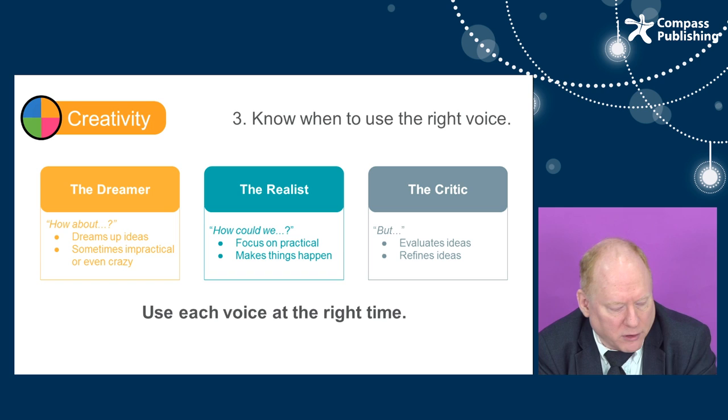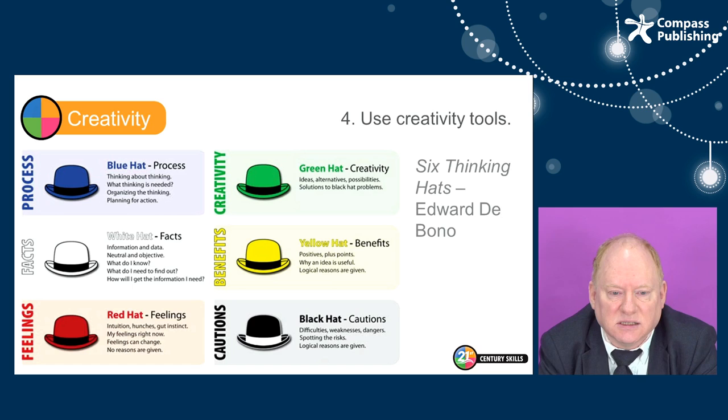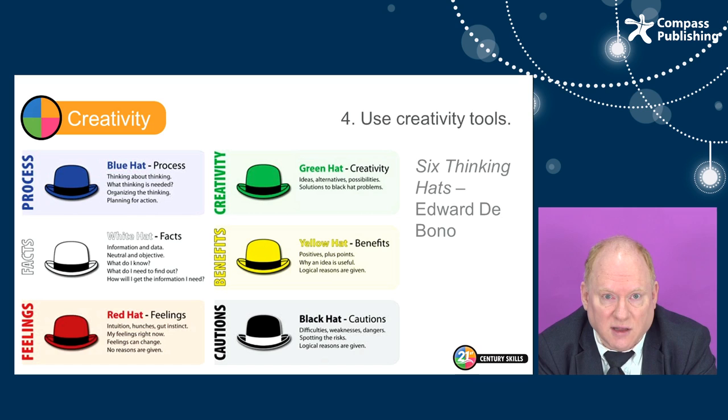Now, one example of balancing that is the Six Thinking Hats approach by Edward de Bono. Edward de Bono is this creativity guy. He wrote a book called Lateral Thinking. He also wrote another book called Six Thinking Hats. And this breaks it down even more. I'm not going to go too much into this particular slide. So just remember the phrase Six Thinking Hats.